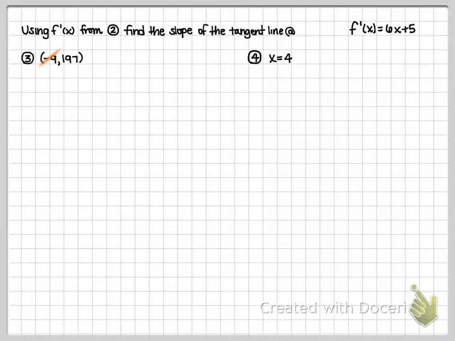So all I need to do is take out my f prime of x formula, 6x plus 5, plug the x value in, so it's going to be f prime of negative 9. If I plug that in, it's going to be 6 times negative 9 plus 5, which is negative 54, plus 5, which is negative 49. So the slope of the tangent line to my original function at x equals negative 9 is negative 49. It's a pretty steep line actually pointing down. So pretty interesting. But now you can actually find the slope at that point.